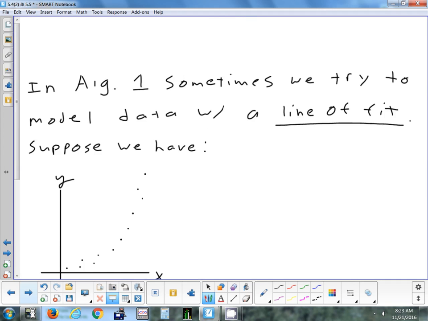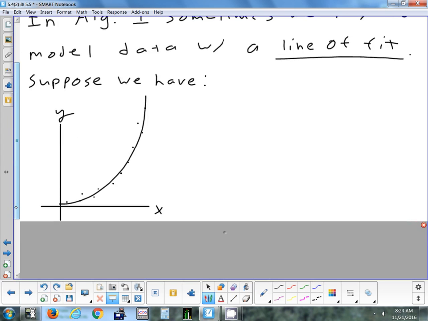Now, does this data look like it's linear? No, it's definitely not linear. So if I try to put a line through it, I can. It just might be something kind of like that. But the data isn't really linear. It's more of a curve, like that. So what we're going to learn how to do is calculate a curve of best fit for that kind of data.